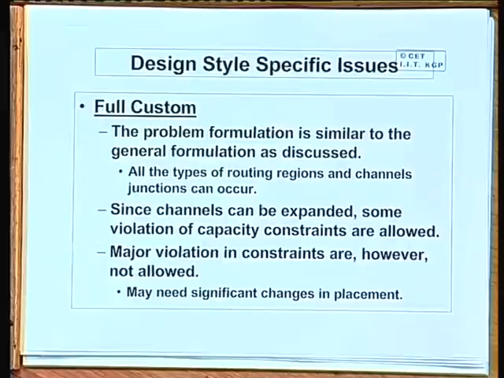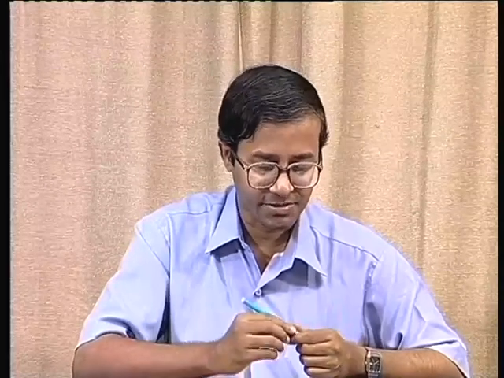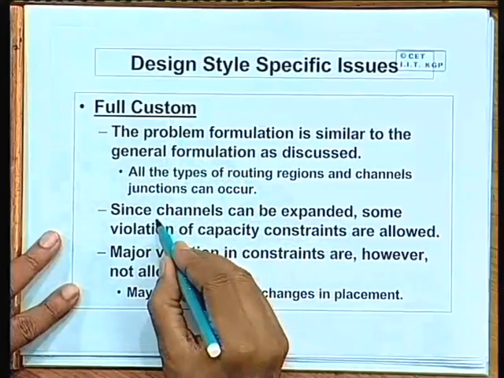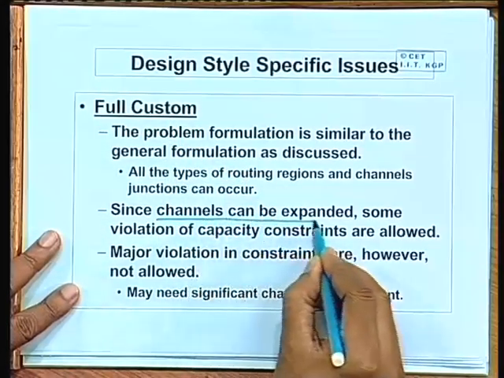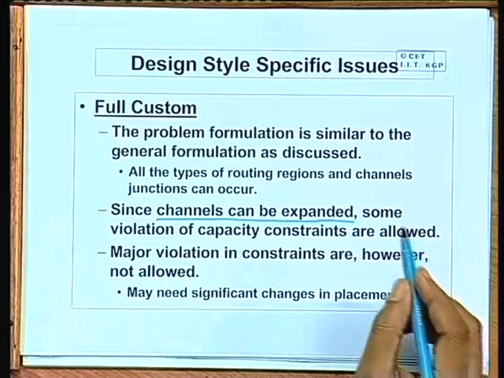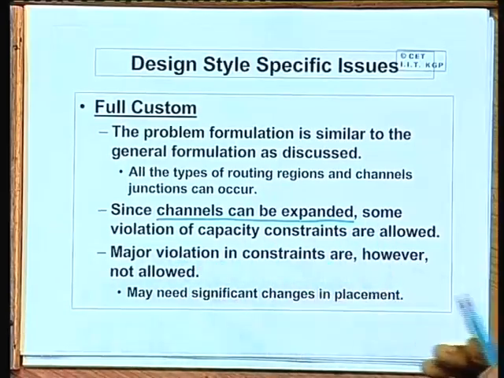Now, finally, some design style specific issues. Well, if you have a full custom design style, then all the problems we have just mentioned apply. All kinds of channel junctions, as we have mentioned, can apply. Blocks can be of all possible shapes, and moreover here the channel capacities are not fixed, the channels can be expanded, and some violation of capacity constraints is allowed, because we can expand the channels.